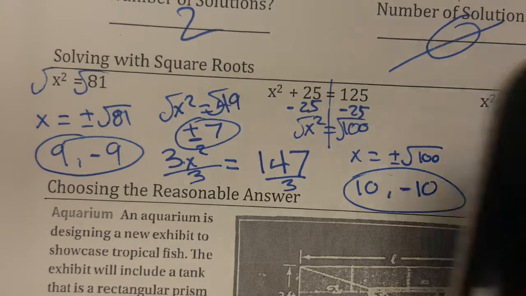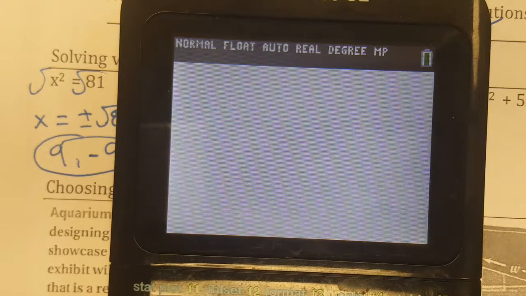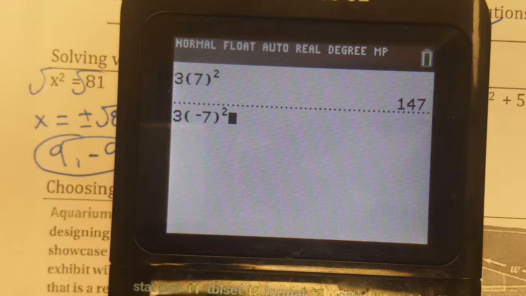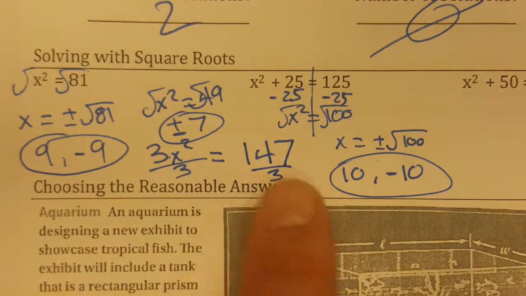Let's check our answers really quick, especially that last one. Oh look, I did the calculation right there. So 3 times 7 squared, 147. 3 times a negative 7 squared, 147. There you go. So 7 and negative 7 work for this one right here.